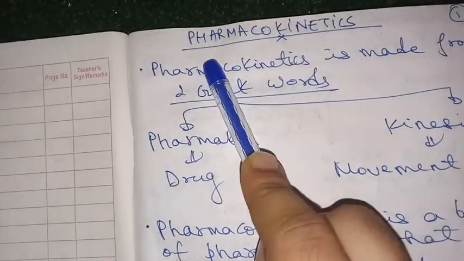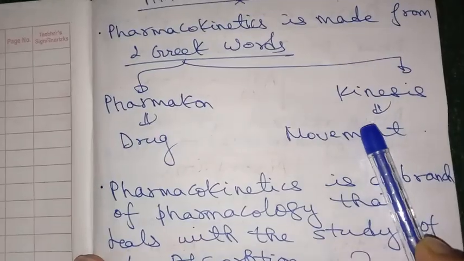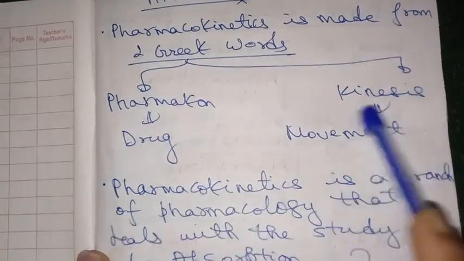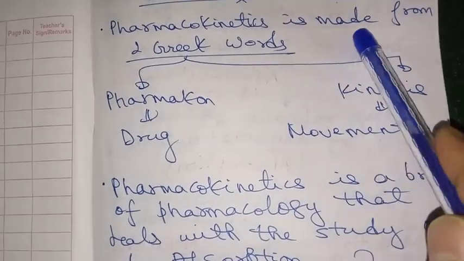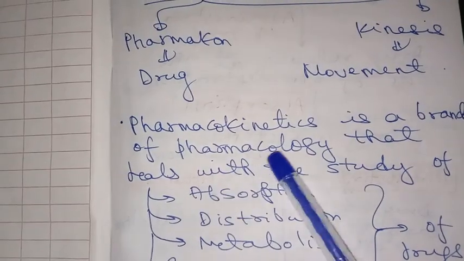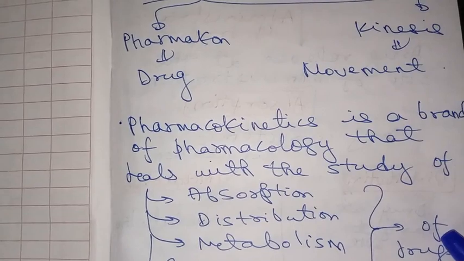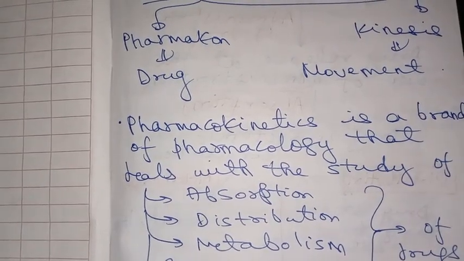So let's start. Pharmacokinetics is made up of two Greek words, pharmakon and kinesis. Pharmakon means drug and kinesis is movement. That is very easy. These are two Greek words. This we have to learn. Now, pharmacokinetics is defined as a branch of pharmacology that deals with the study of absorption, distribution, metabolism, and excretion of drugs.